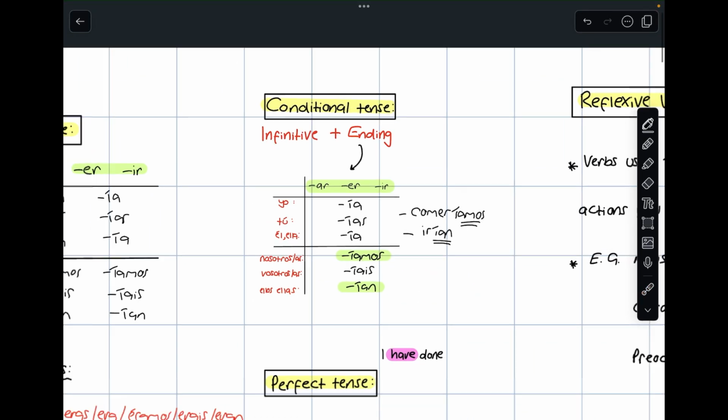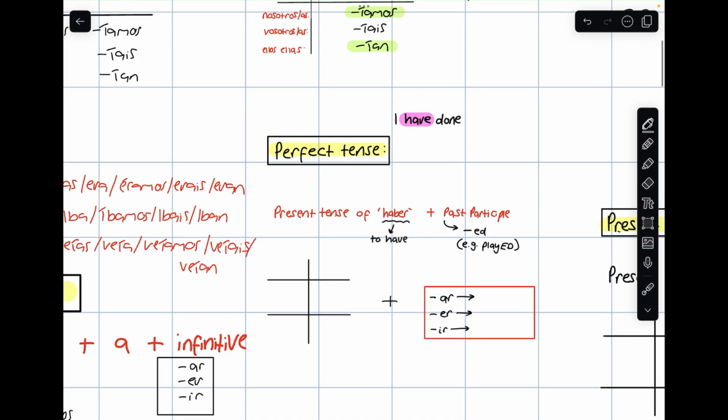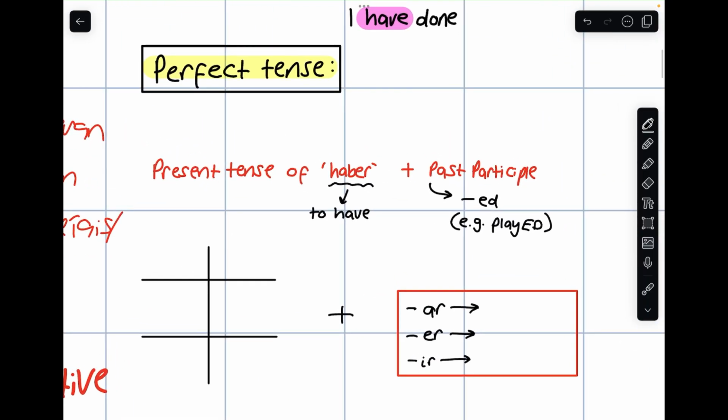Okay, moving on, we're going to start looking at the perfect tense. The perfect tense is what we sometimes call a compound tense because it's made up of two parts. We have to have the present tense of haber, which means to have, plus what we call the past participle, which is the ed part of the verb. The perfect tense is used if we're talking about what has happened. For example, I have done, we have played.